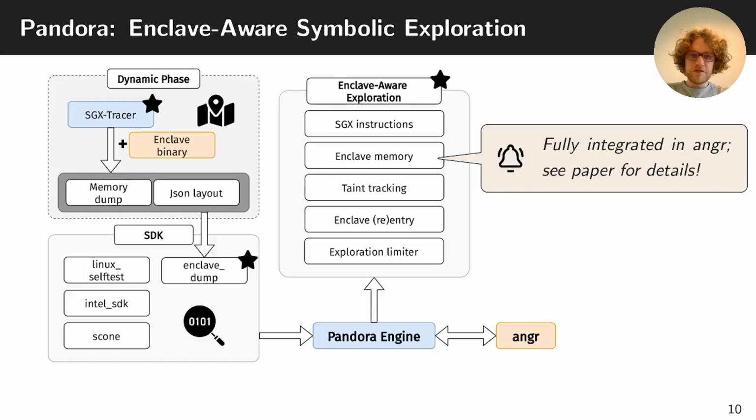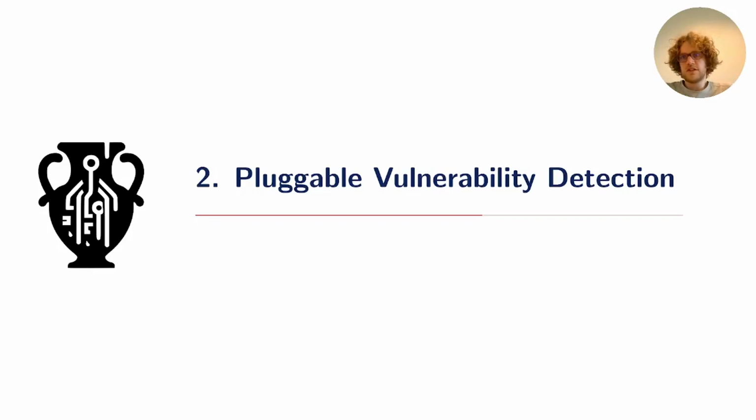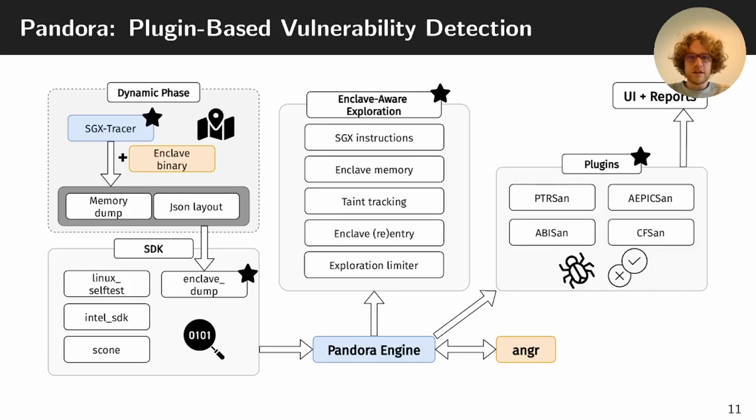So at this point, we have garnered all of the architecture and machinery to make that work, but we have not found any vulnerabilities yet. So let me also say something about that. The way we go about vulnerability detection in Pandora is by means of this top right component here that includes essentially a pluggable vulnerability detection scheme. We have 4 different plugins for 4 different vulnerability types, as we'll see shortly. And the way that works is that the engine exports certain interesting events to plugins who can subscribe to them and use that for vulnerability detection.